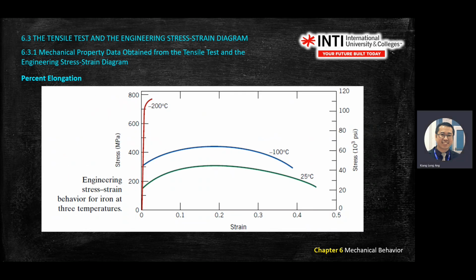So these are three different types of material: the red line, blue line, and green line. By looking at the diagram, are you able to tell which one is brittle and which one is ductile, and which one is more ductile? A is a brittle material. The blue line and green line are ductile, but the green one is more ductile than the blue line.